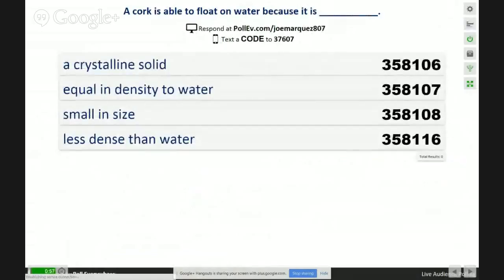A cork is a type of wood. They usually use it to bottle things. So a cork can float on water. Why? Now, if you don't like corks, then your rubber ducky. Why does your rubber ducky float on water? Okay, well, digital. I love your enthusiasm, though, Mouse.